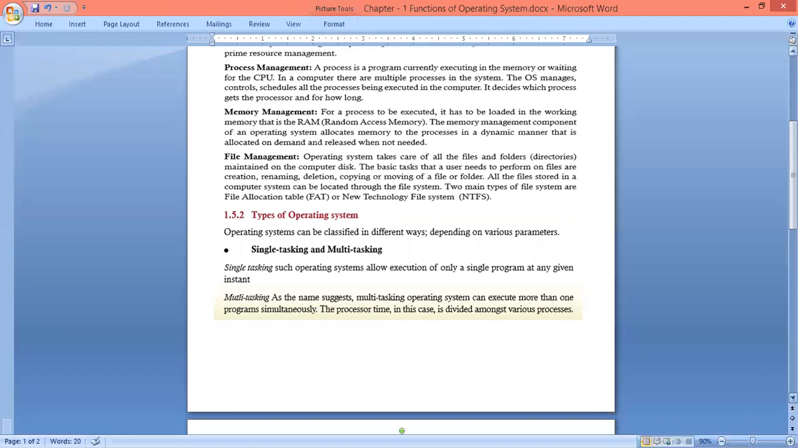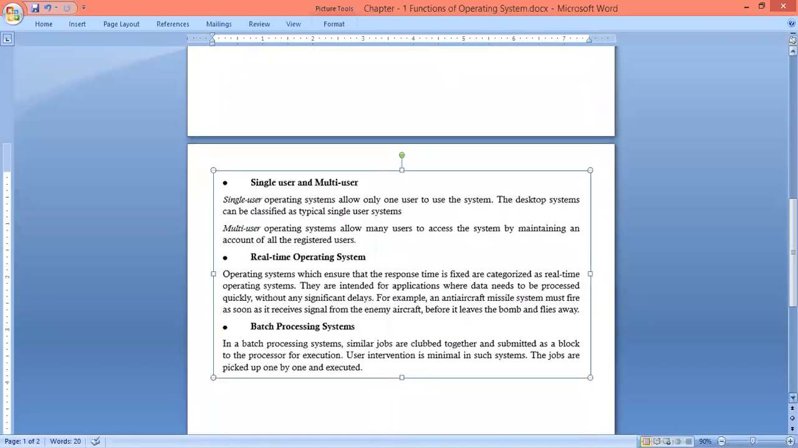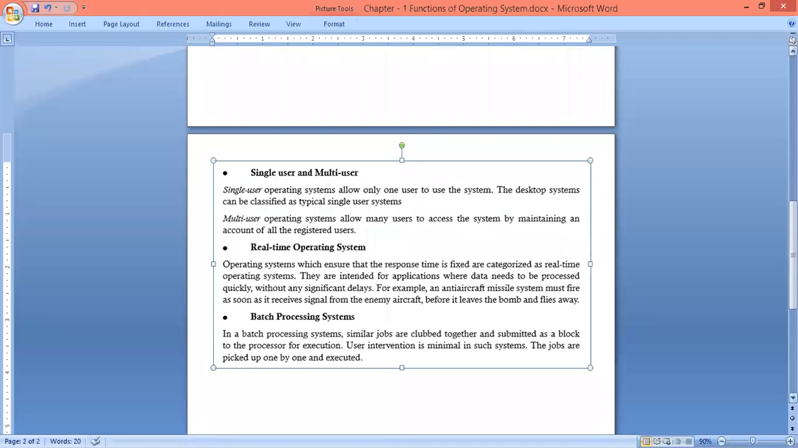Next is single user and multiple user. Same here. If one user can work at a time, that is a single user operating system. A single user operating system allows one user to use the system. The desktop system can be classified as a typical single user system. A multi-user operating system allows many users to access the system by maintaining an account of all the registered users.